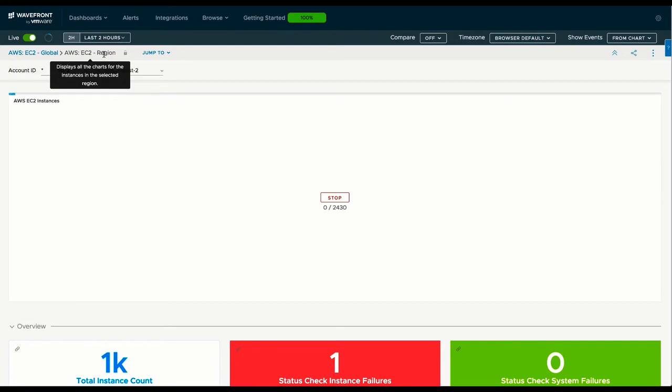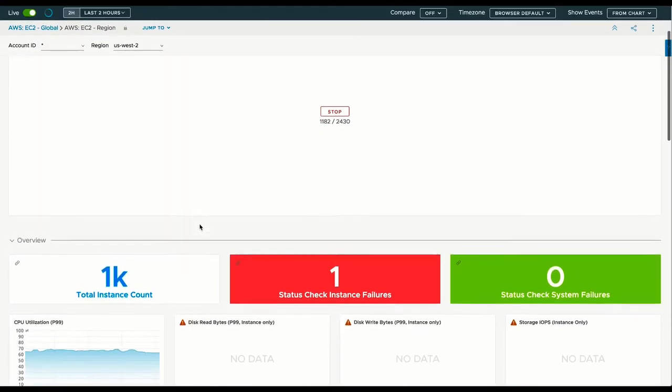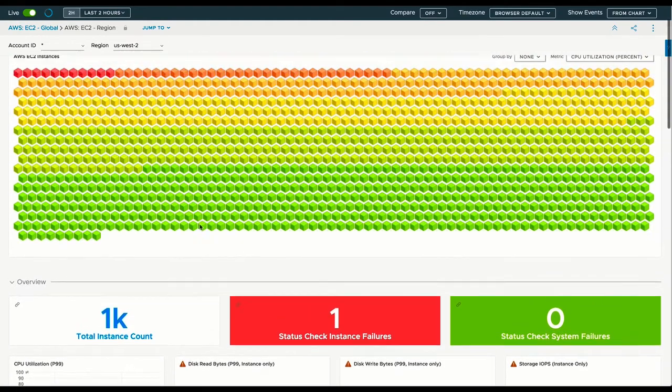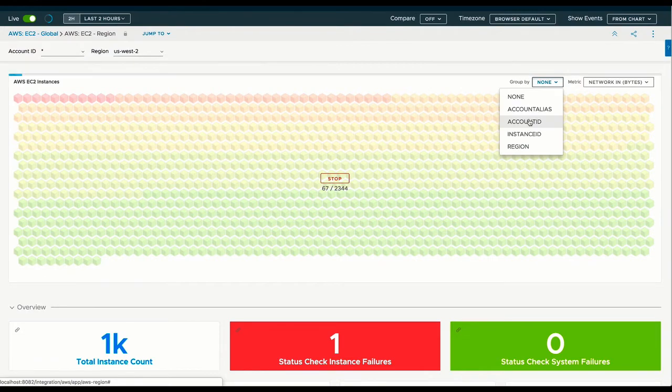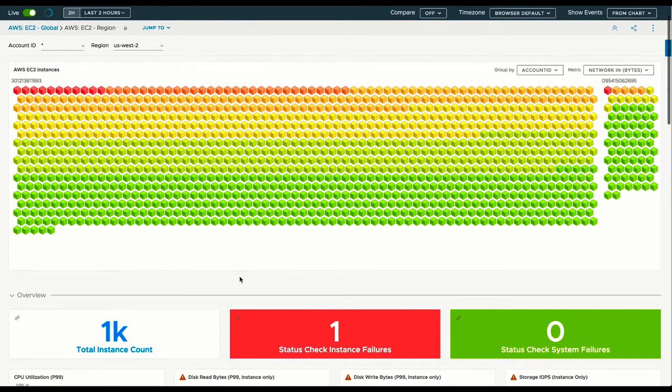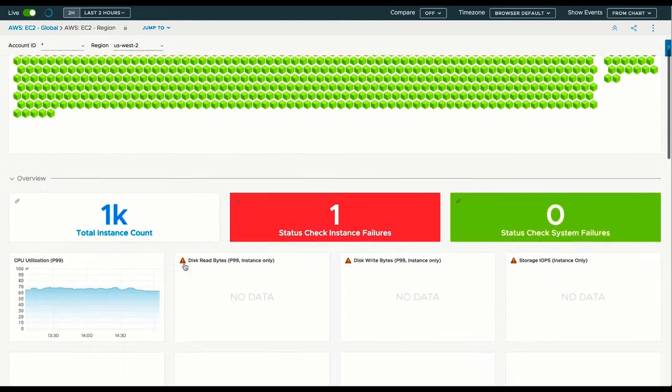With the urgent problem addressed, Carlos decides to do a quick health check of the environment. On the node map, he selects Network In from the metrics pulldown and selects Account ID from the Group by pulldown. He notices some nodes are red for the Network In and hovers over them for more info. Then he scrolls down and looks at the top K chart, which shows network-related information.